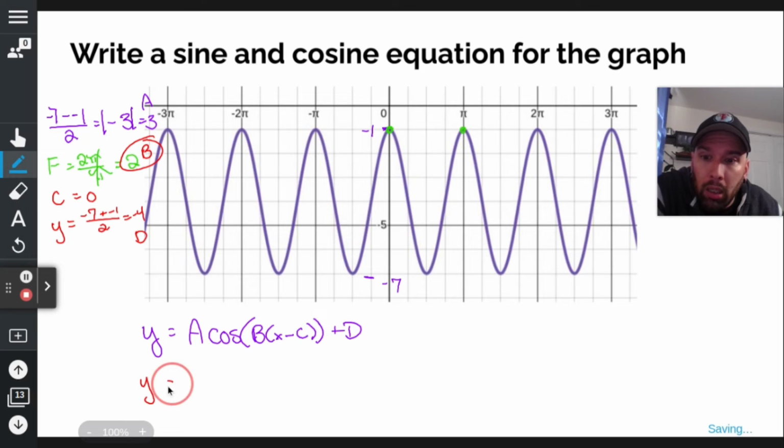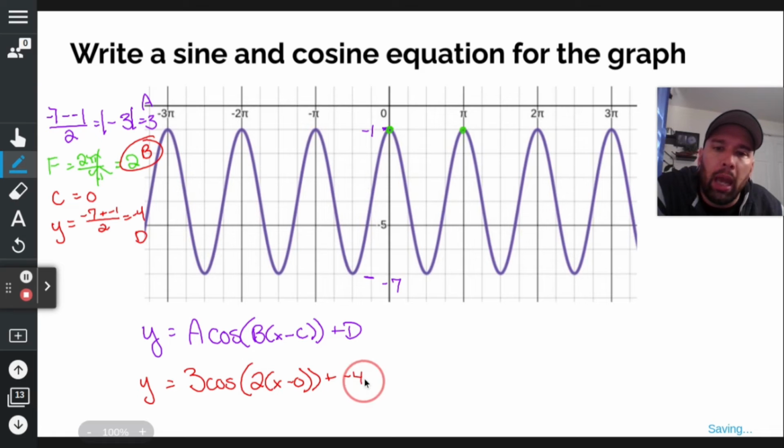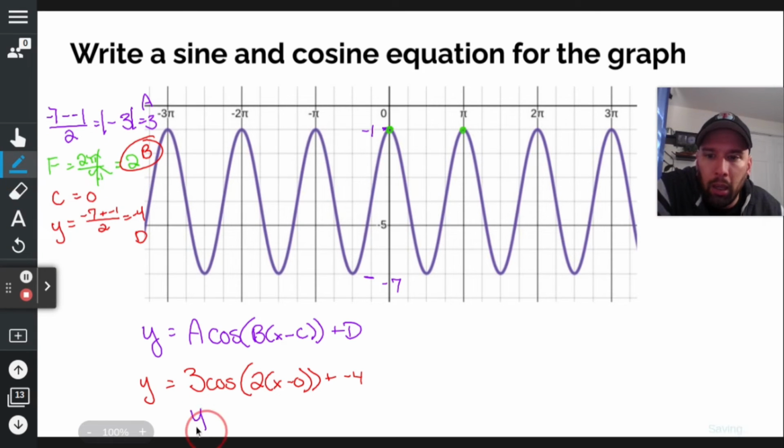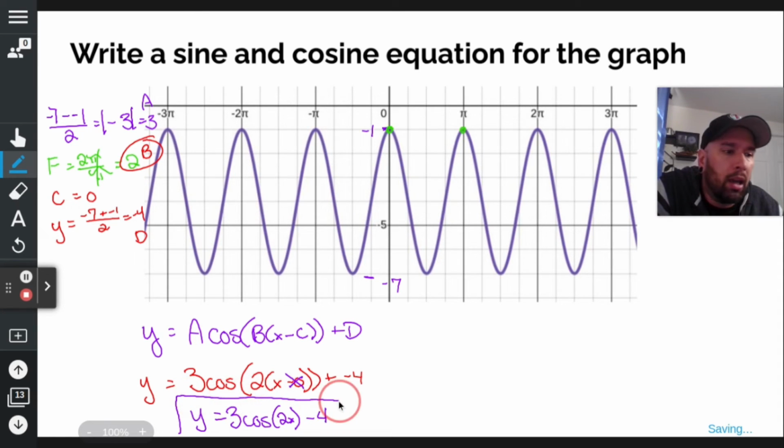So y equals A, which I found out is 3, cosine, parentheses, B, which is 2, close parentheses, x minus 0, so I'll clean that up, plus negative 4. So my cosine function, which I'll write in purple. I never use purple enough, except that I kind of did in this one a bunch of times. y equals 3 cosine 2x plus negative 4, or minus 4. There is my cosine function.